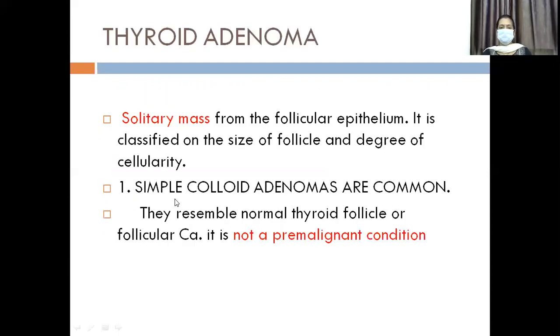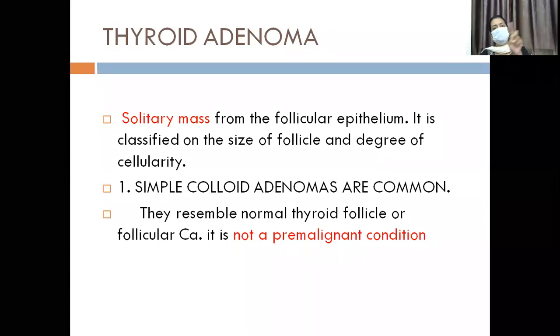Okay. So we can see that it is classified on the size of the follicle and the degree of cellularity. So very simple colloid adenomas are normal. They sometimes resemble the follicular carcinoma, and it has to be differentiated from the follicular carcinoma because in follicular carcinoma you see that this nodule will have the cells pushing out or opening the door of the capsule and moving out. That is the pathognomonic sign of the follicular carcinoma. That means there is a breach in the capsule.